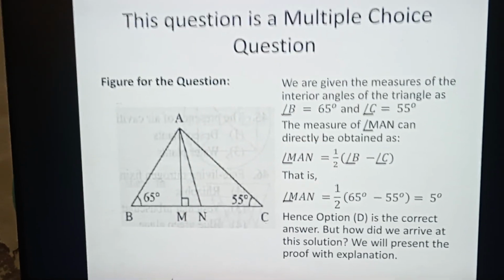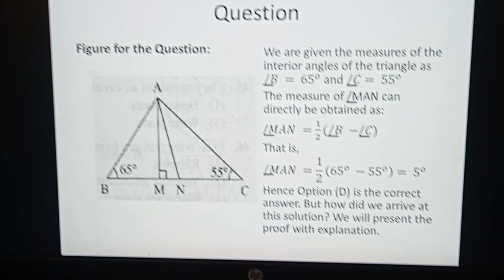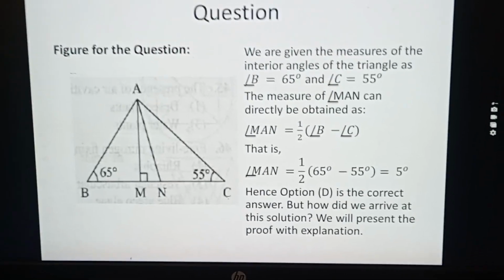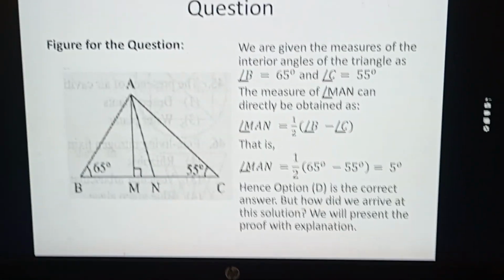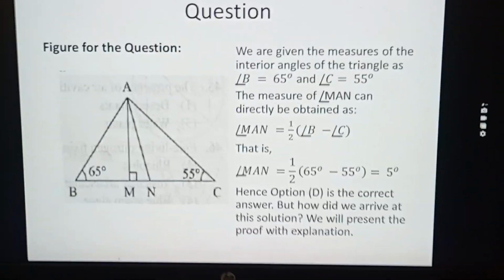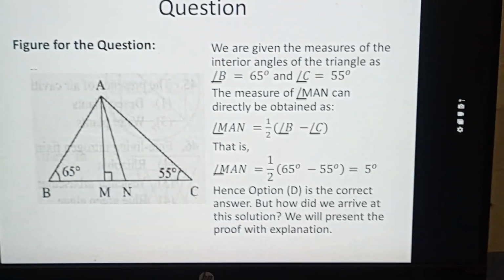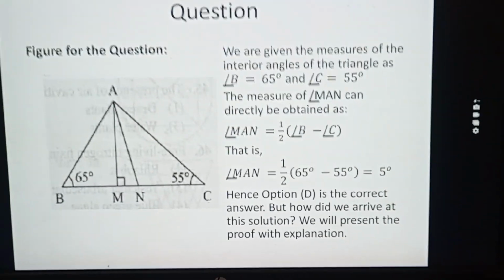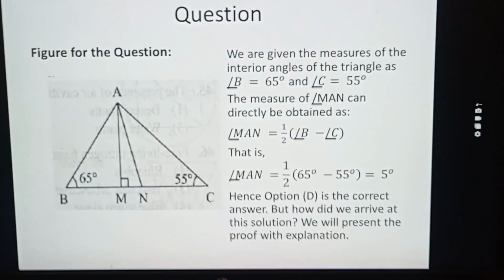This question is a multiple choice question. The figure for the question has been given in the question itself. Consider the figure. It is better if you would redraw this figure in your notebook as well, so that it is easy for you to follow the steps. We are given the measures of the interior angles of the triangle as angle B is equal to 65 degrees and angle C is equal to 55 degrees.